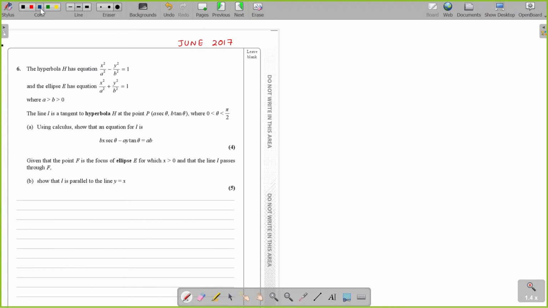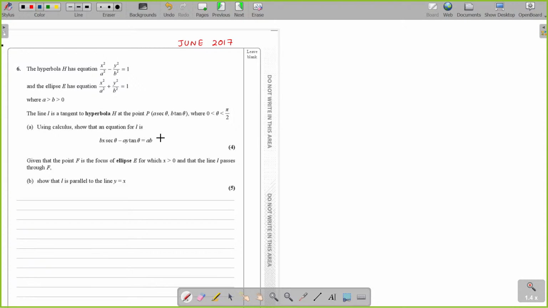Okay, they say the hyperbola H has equation x squared over a squared minus y squared over b squared equals 1. And the ellipse E has equation x squared over a squared plus y squared over b squared equals 1. You have a hyperbola and an ellipse, where a is greater than b greater than 0. The line L is a tangent to hyperbola H at point P, a sec theta, b tan theta, where theta is greater than 0 and less than pi over 2. Using calculus, show that an equation for L is bx sec theta minus ay tan theta equals ab.